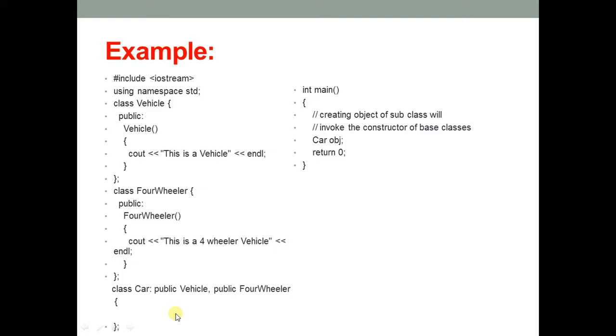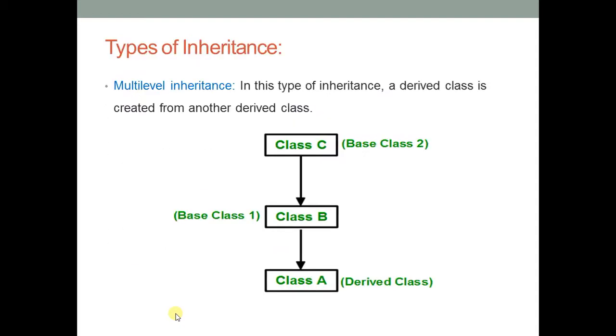So you can see in single inheritance there will be only one base class and one derived class. In multiple inheritance there will be multiple base classes but only one derived class. Next is very important, that is multi-level inheritance. Students, you might get confused between multiple and multi-level.